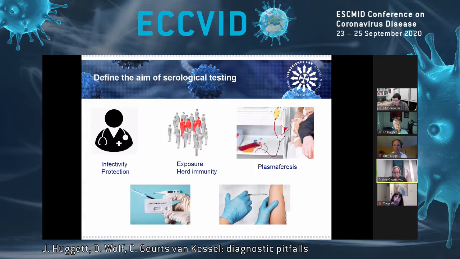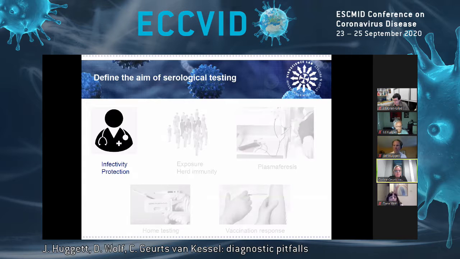On the other hand, if you want to use plasma products of people who recovered from coronavirus, you want to really know how high the functional antibody titer is. And then, of course, you have people interested in home testing, where it should be accessible and easy, but still reliable. And nowadays, we are interested in testing vaccination responses. But all these different aims may need different performance characteristics.